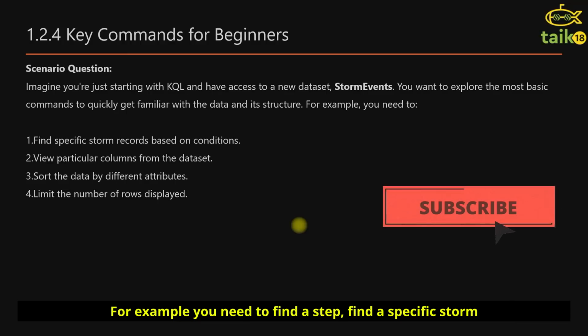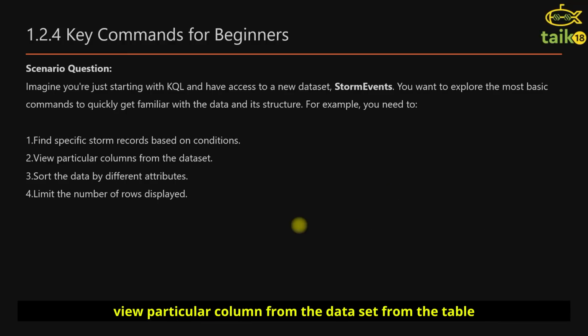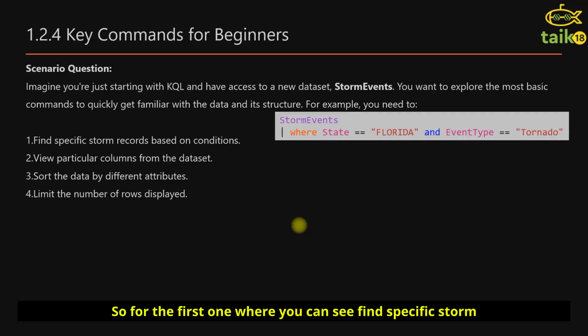For example, you need to find specific Storm records based on a condition, view a particular column from the table, sort the data by different attributes, and limit the number of rows displayed. Based on the tutorials we have seen so far, I hope you are familiar with all these answers. For the first one, find specific storm records based on a condition.